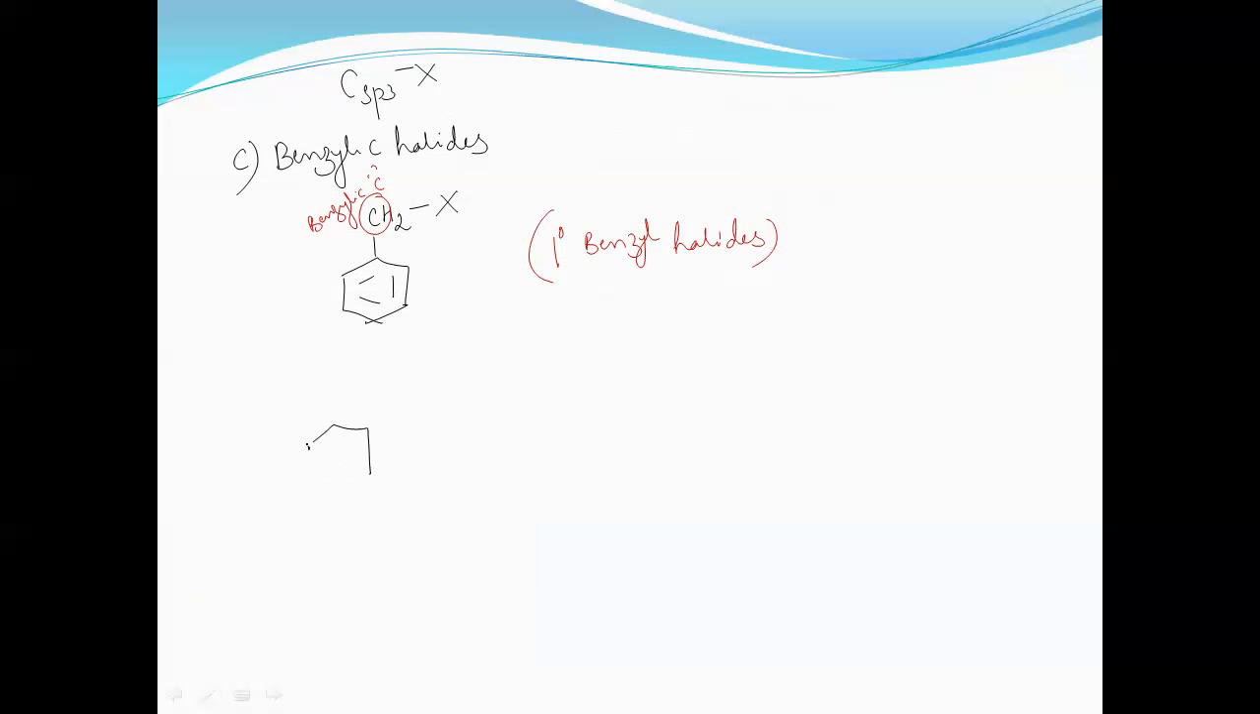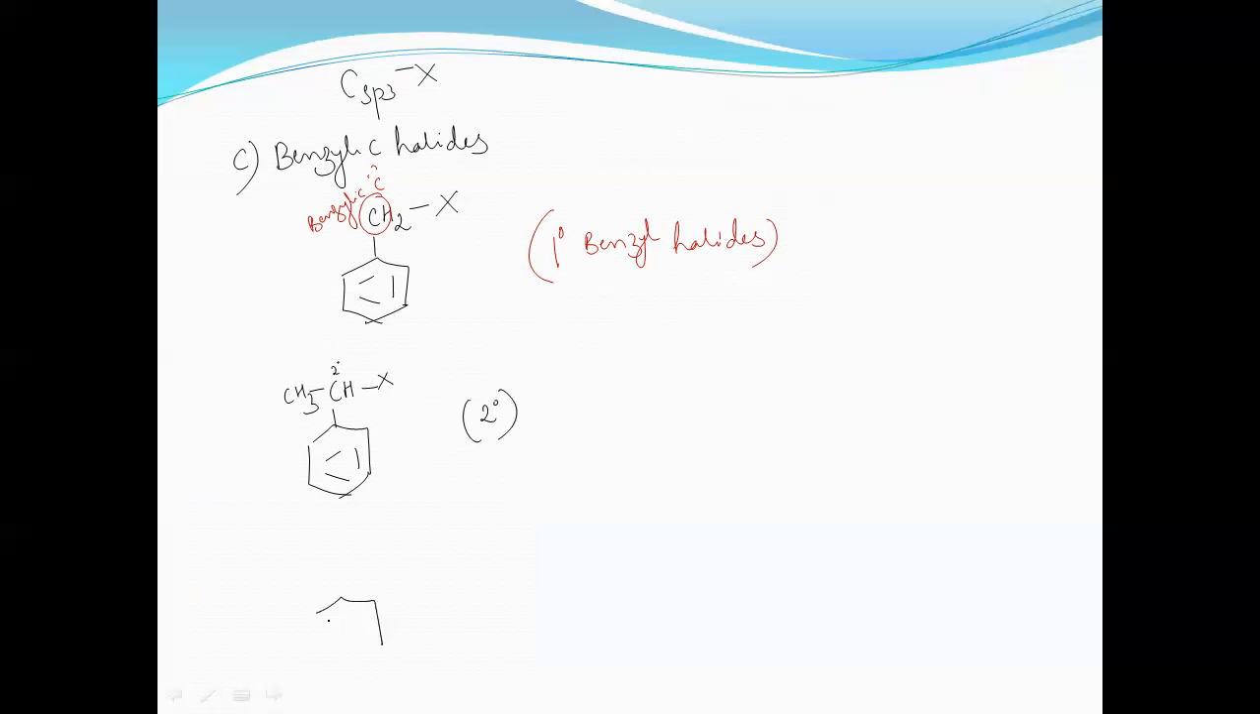If the benzylic carbon is secondary, it is sp3 hybridized and benzylic, but secondary because it is attached to two other carbon atoms. So in this case it is a secondary carbon, and these are called secondary benzyl halides.